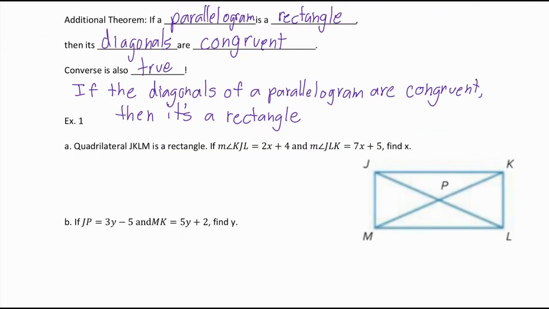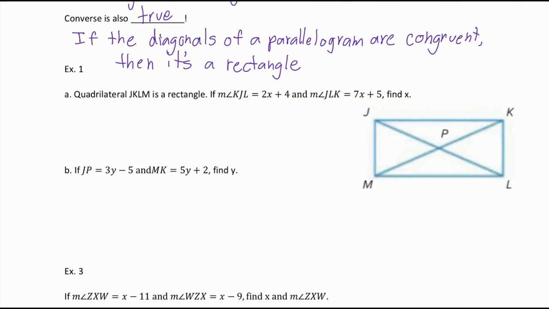Okay. So we have quadrilateral JKLM is a rectangle. If the measure of angle KJL is 2x plus 4, and the measure of angle JLK is 7x plus 5, find x. Okay, so let's write that down. So we have JKL. This whole thing is 2x plus 4. I'm sorry, I wrote that wrong. Sorry, KJL is 2x plus 4. And KLJ, this one, is 7x plus 5.